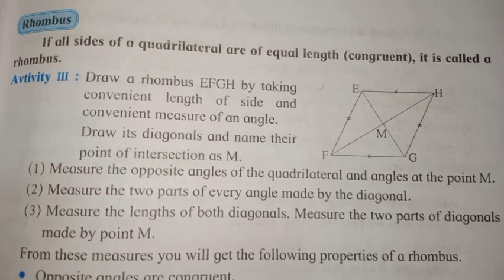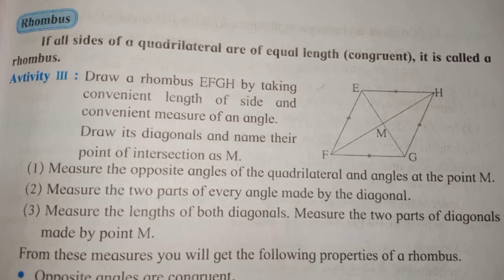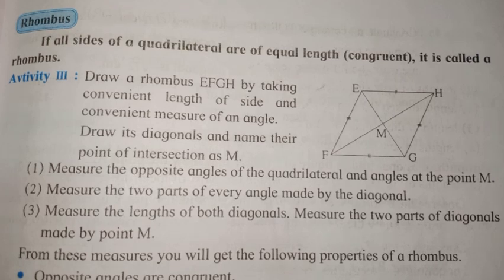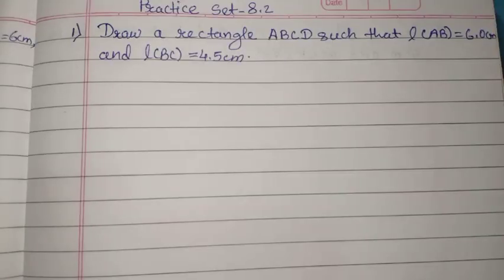Next is rhombus. If all sides of a quadrilateral are of equal length, that is congruent, it is called a rhombus. See, the difference between rhombus and square is that all angles of a rhombus are not congruent, but only all sides of a rhombus are congruent. In a square, all sides as well as all angles are congruent. Now let's start practice set 8.2.